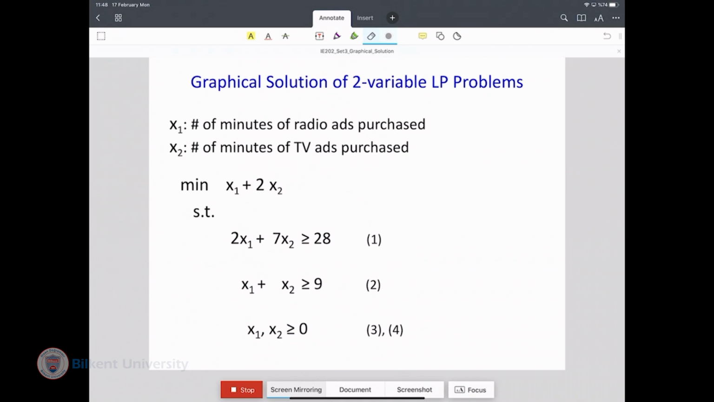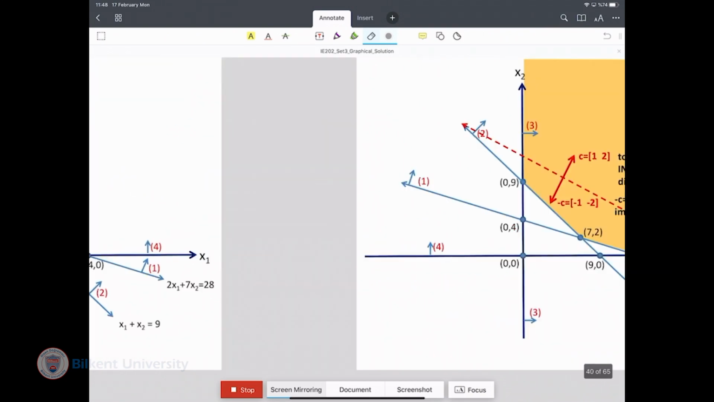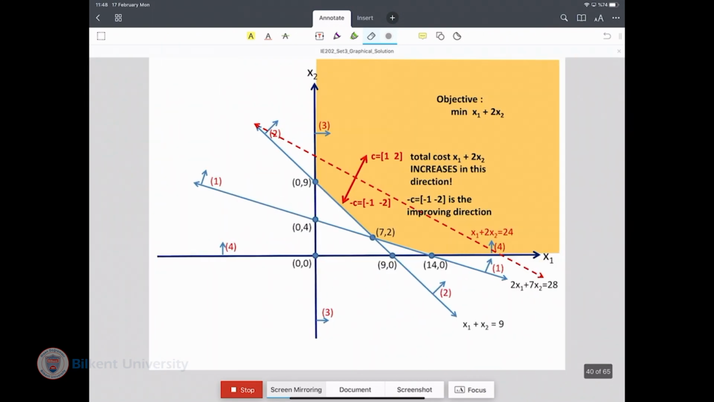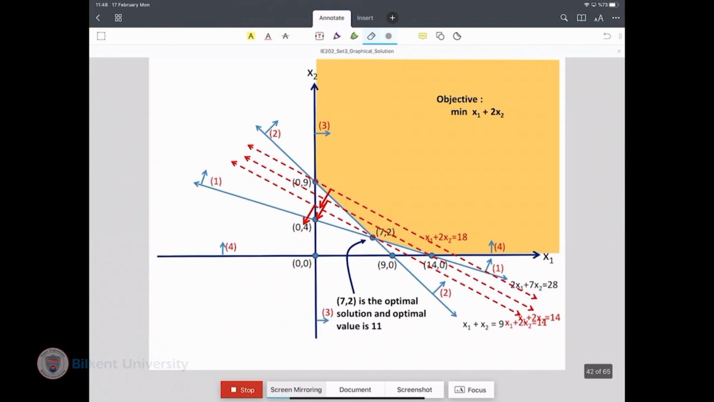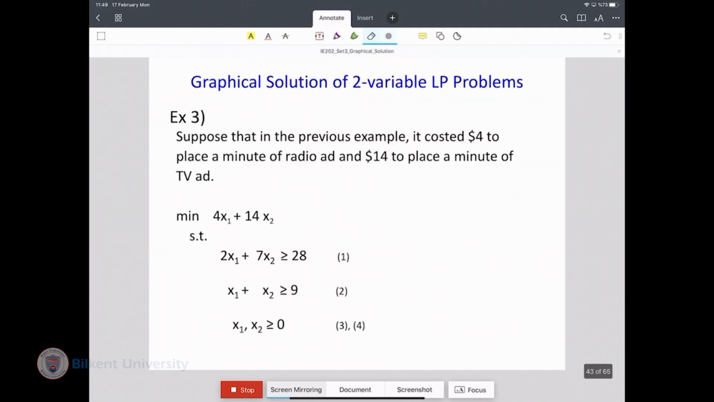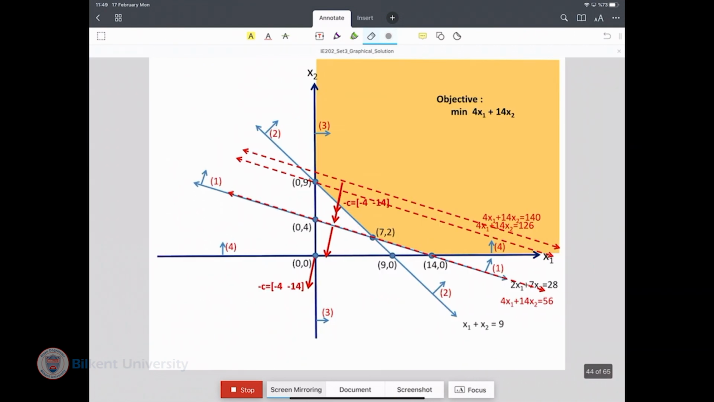Anyway, now we formulated it. We want to find the best solution. Here is the region, all right? And here's my C, but it's a min cost, so I go in the minus C direction, and minus C direction leaves the region at point 7, 2, right? We changed the objective a little bit. Now our objective function is 4x1 plus 14x2.